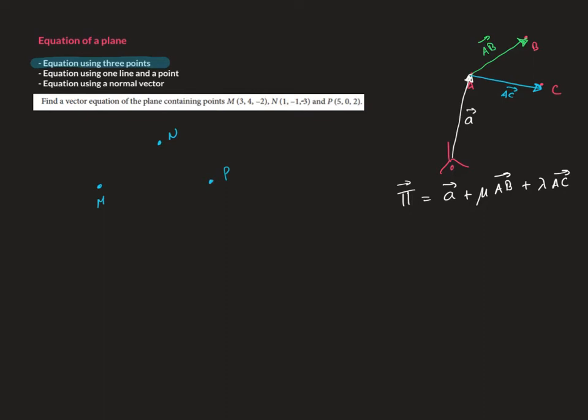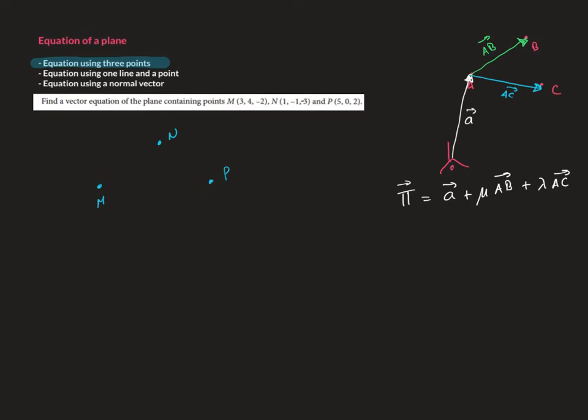Now remember, 2 vectors that will be on the plane are vectors that go from one of those points to another. So we can define 2 different vectors by taking the differences between the vectors that point to 2 pairs of points. So let's do that here. Let's say my vector A, that is a point on the plane, I'm going to call that M. And then the direction vectors on the plane are going to be MN and MP.